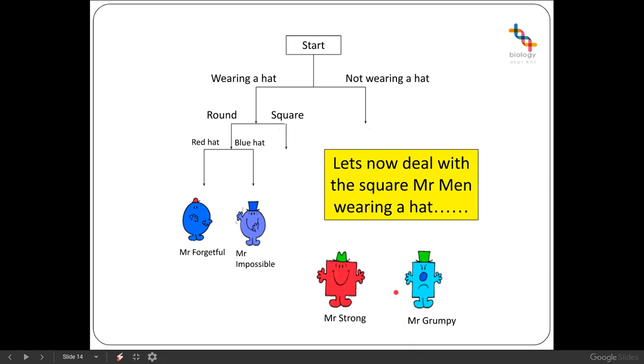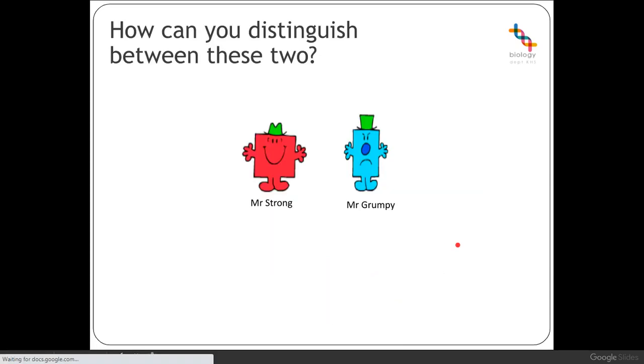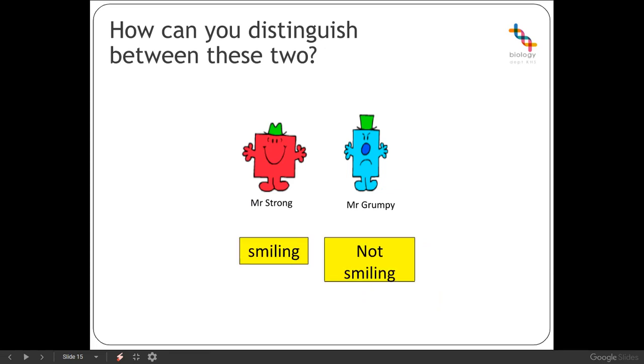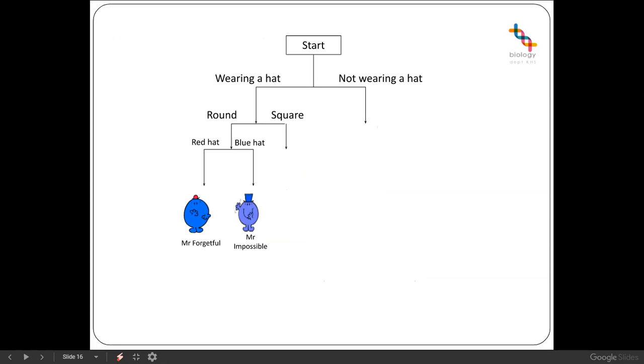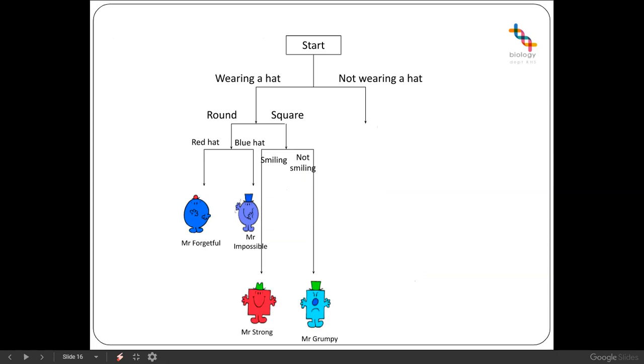So we need to figure out a way of identifying Mr. Strong versus Mr. Grumpy. And unhelpfully, they've both got the same colour of hat this time. So we're going to have to come up with another way of splitting them up. How could we distinguish between the two of them then? Well, smiling and not smiling. So if we use our criteria of smiling, we can add those in. We've got smiling, we've got not smiling, and we've got Mr. Strong and Mr. Grumpy separated.